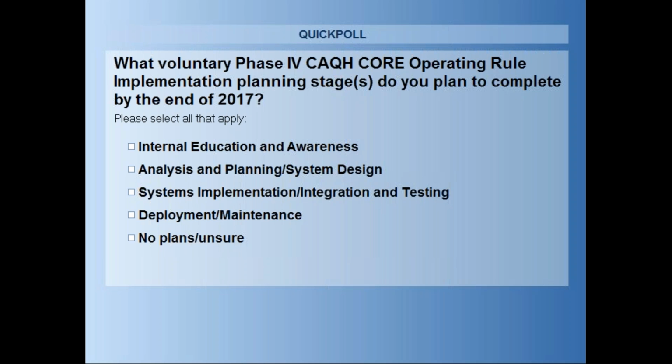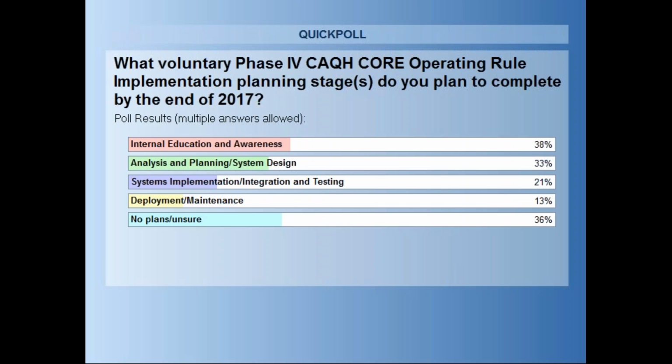All right. Well, let's close the poll and share the results with everybody. It's about an even split between two, but 38% are saying internal education and awareness, followed by 36% saying that they have no plans or they're unsure, 33% saying analysis and planning or systems design, 21% saying systems implementation or integration and testing, and 13% saying deployment and maintenance. And Bob, I've got you in the room. What do you see from these results?